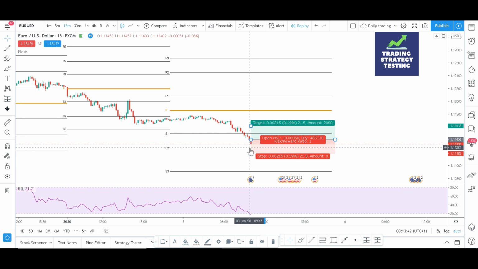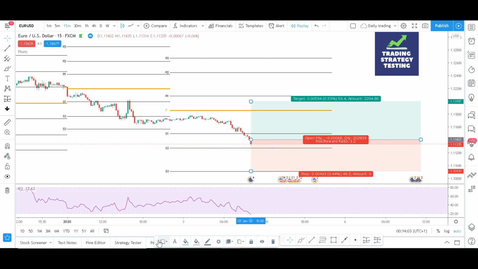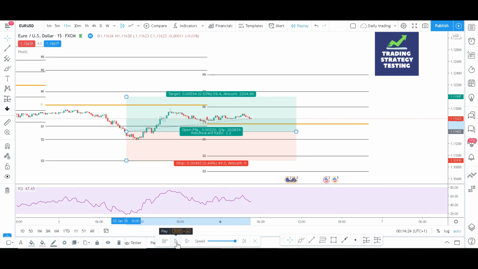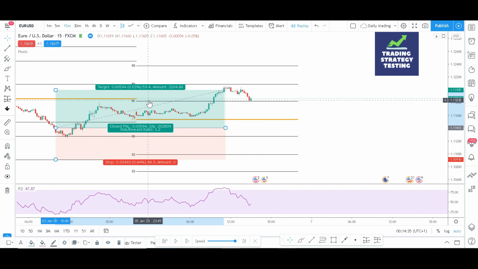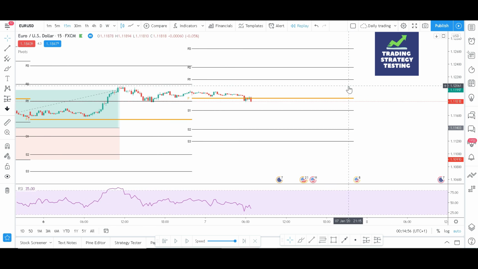We will start our backtesting from the oldest date that TradingView allows us to go back to. I hope the platform will allow more flexibility for traders to go back in time and test their strategies over a wider time frame. The starting date will be the 1st January 2020.